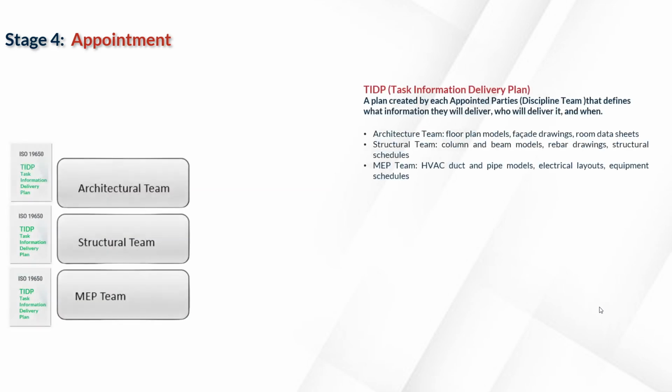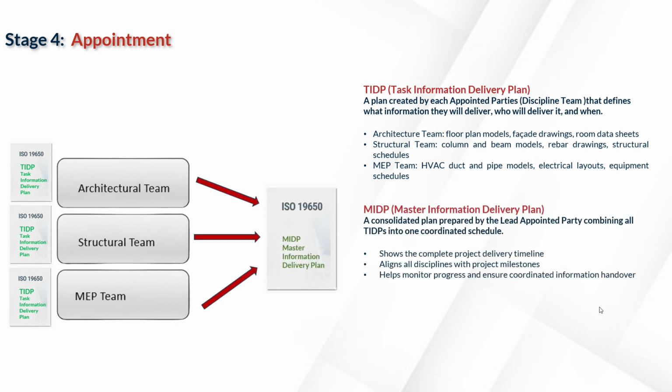Now let's see what these new documents, TIDP and MIDP, are. The TIDP or Task Information Delivery Plan is the plan created by each discipline team showing exactly what they will deliver, who will deliver it, and when. The lead appointed party then prepares a consolidated Master Information Delivery Plan or MIDP, combining all the discipline-level plans into one unified schedule that shows how every piece of information aligns with the project milestones.